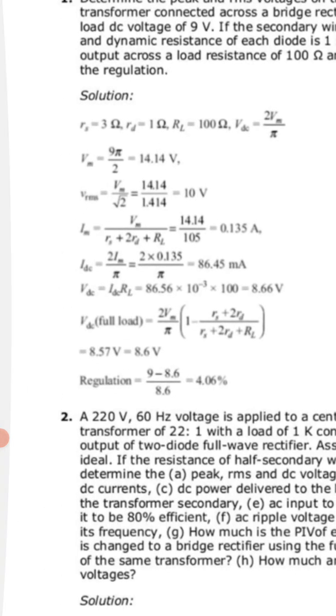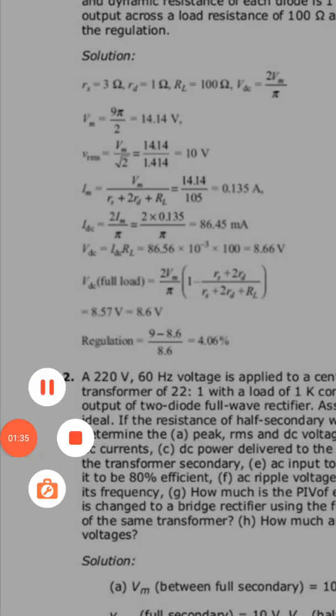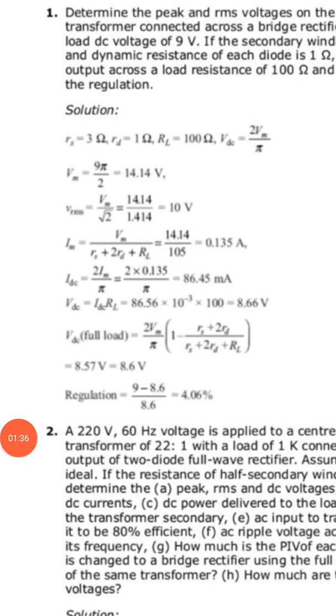After that Vrms is equal to Vm by root 2. We put the value of Vm, 14.14 divided by root 2's value, 1.414. So we get the Vrms value as 10 volt. After that Im is equal to Vm upon Rs plus 2 Rd plus RL, where Vm is equal to 14.14, upon 105, so the Im value is 0.135 ampere.